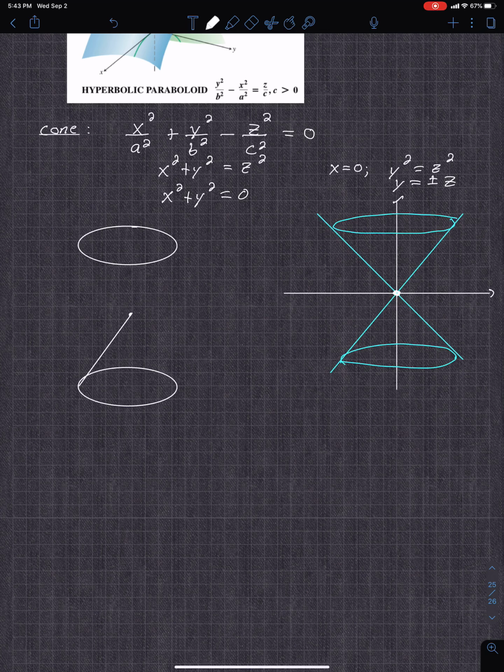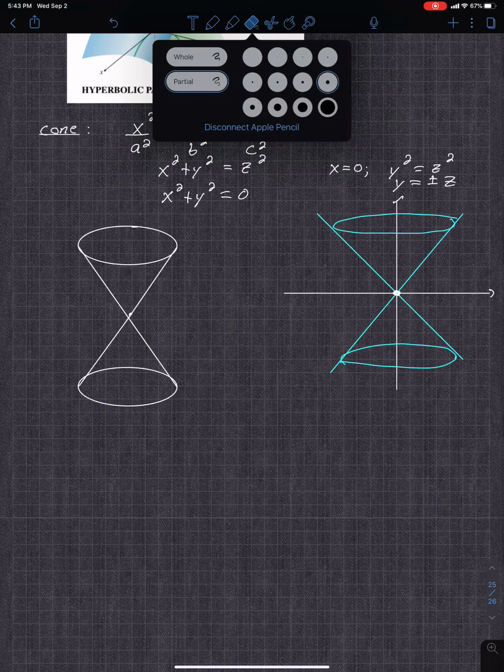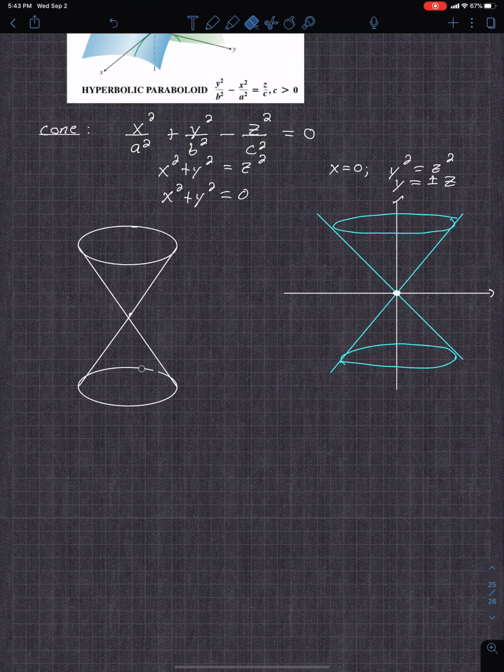And this would just keep on going. So you can just do this. Really, the way I drew it the first time is how you want to do it. So there's your cone. And again, you can go in the back and put dots and stuff, like that.